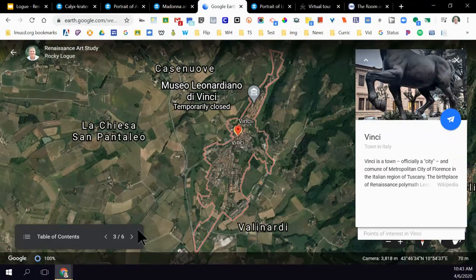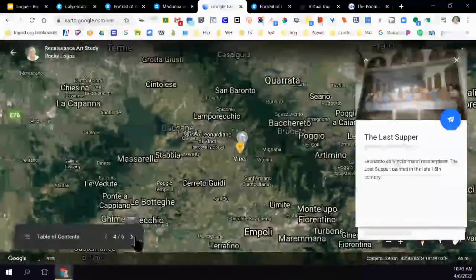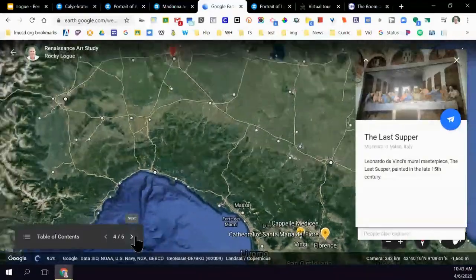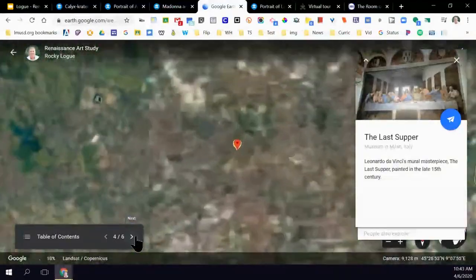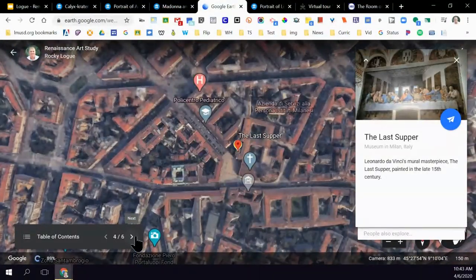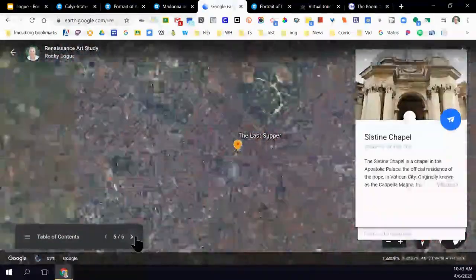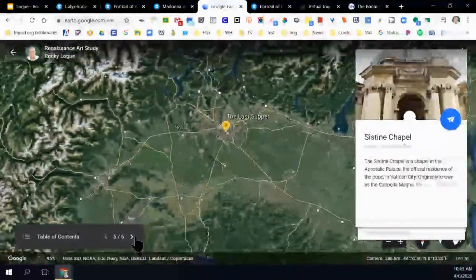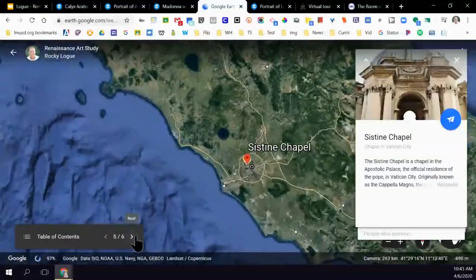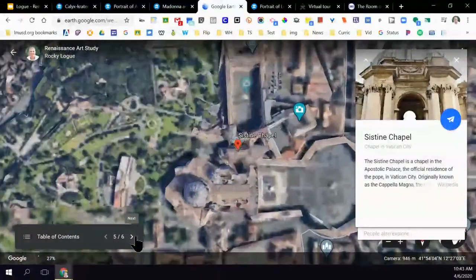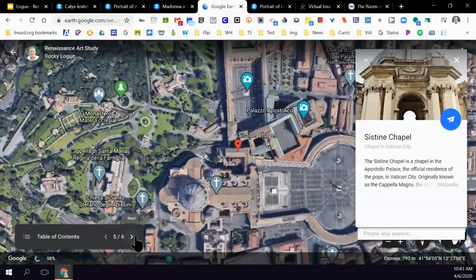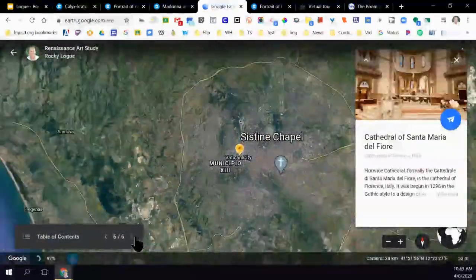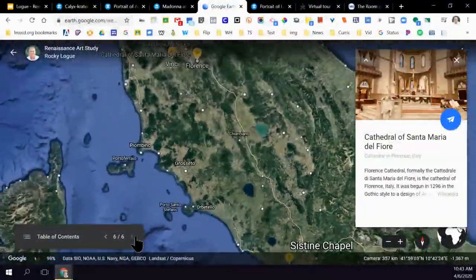Let's go back to this virtual tour, and I skipped over a couple of these. I will share the tour with you too, and you can see where the Last Supper was painted that we talked about. The Sistine Chapel that we talked about. Right, these places still exist. You can still go visit these places.